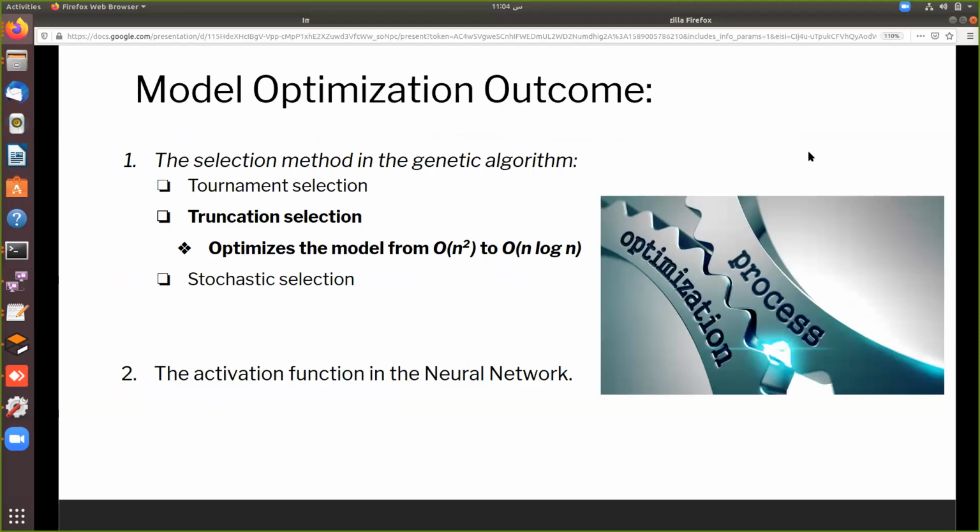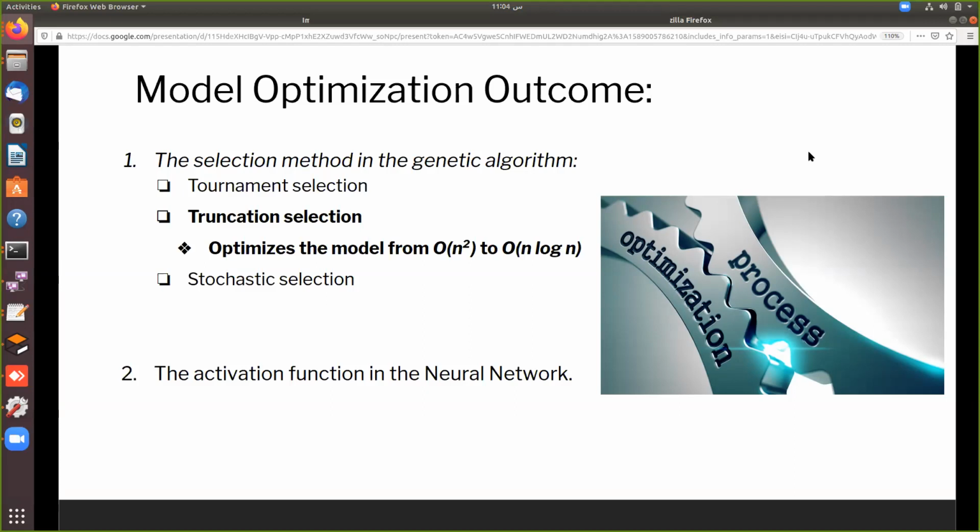To optimize our model, we found many aspects that can be improved to reach the ideal solution quicker and more effectively. The first aspect is the selection method in the genetic algorithm. It is the most important element as it ensures that the best chromosomes have a high probability of being selected. Accordingly, the algorithm will derive the best solution. For the selection itself, there are 3 methods that can be used.